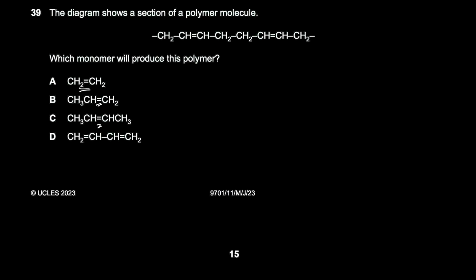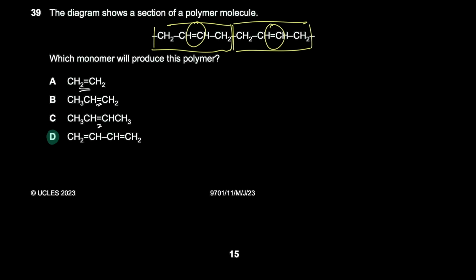Here the polymer has double bonds, which means that the initial monomer will have more than one double bond, right? So in this case, the only possible answer is B, because it has two double bonds, and when this guy polymerizes, the repeat unit will have one double bond. The repeat unit, which is this guy, this is the repeating pattern. The repeat unit will have one double bond. Okay, so the answer is D.